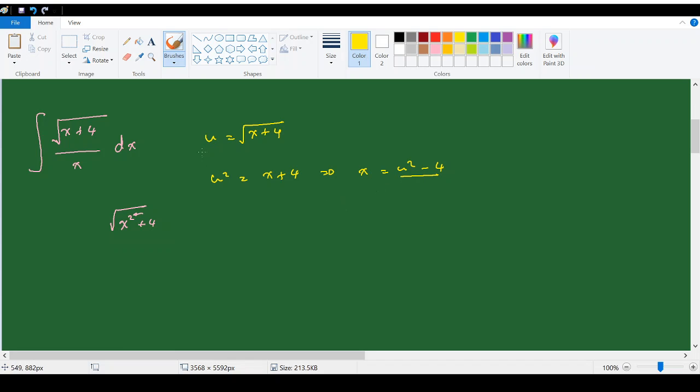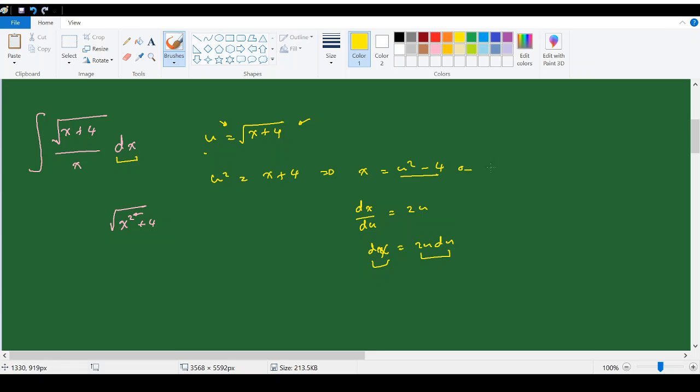And as we are using the substitution, we should have a proper term to substitute for dx. To find that, we can differentiate this equation. You can even differentiate the other one, that's fine, but since you don't have any square roots in this equation, I am differentiating this instead. So dx will be equal to 2u du. In place of dx we can have this. You will get the same result even when you differentiate the first equation.